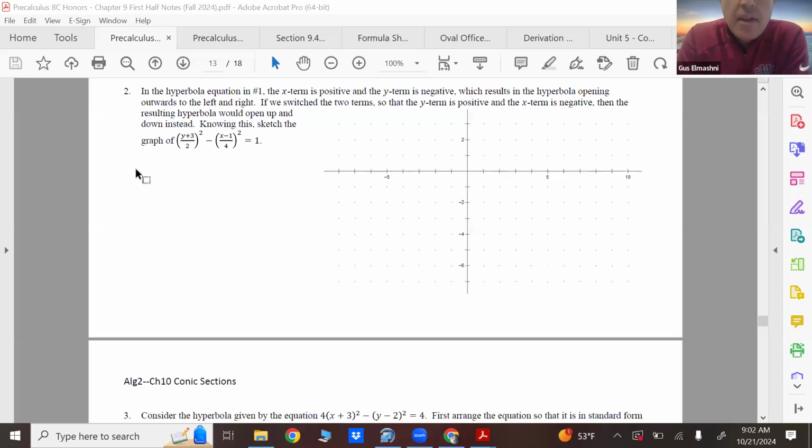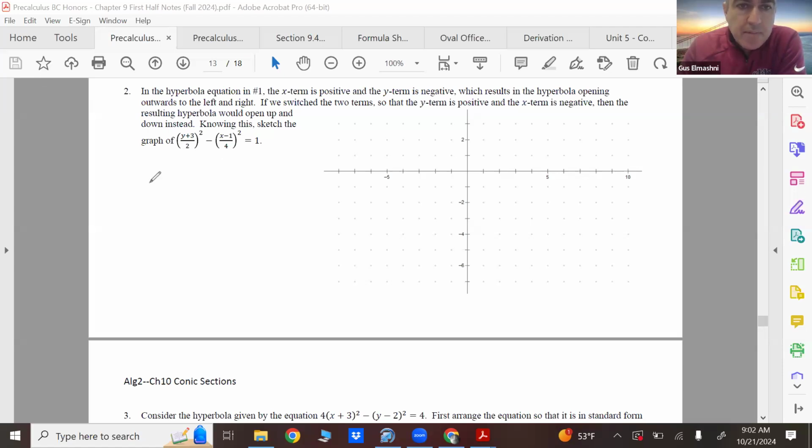Okay, let's look at number 2. In the hyperbola equation in number 1, the x term is positive and the y term is negative. So in that case it opens left and right. In this case, it switches, so it's going to open up and down.